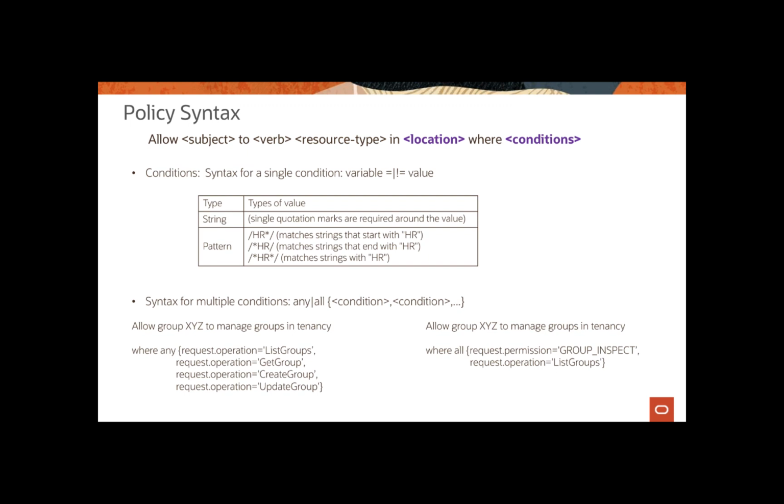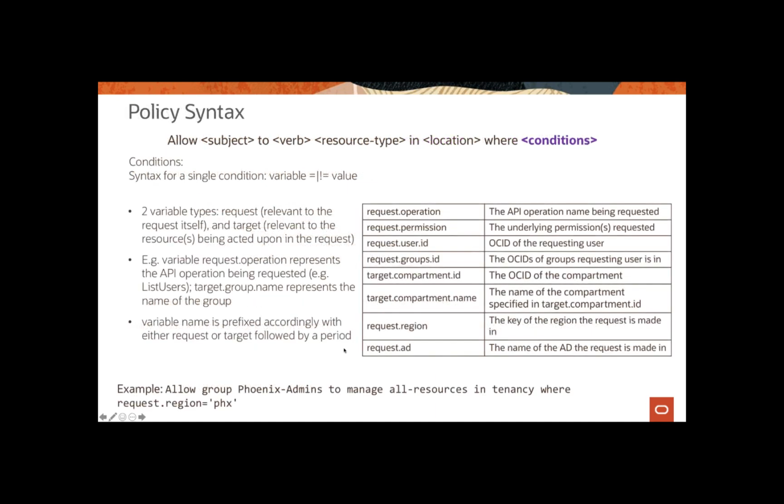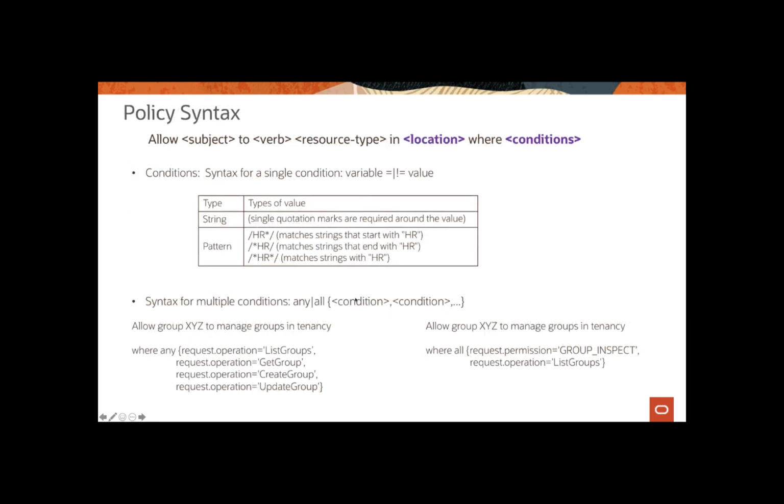You can specify one or more than one condition. The single condition we already looked at. This, for example, is a single condition. You write where, and then there is the variable, and then the value. This is a single condition. But after where, if you put any or all, then you can have multiple pairs of variables and values in it.